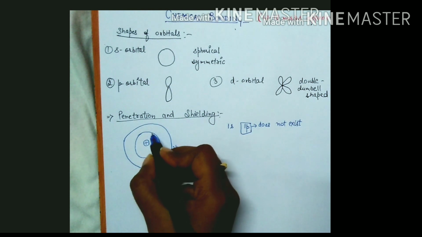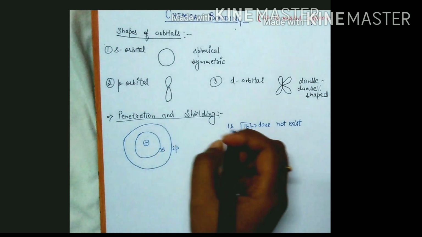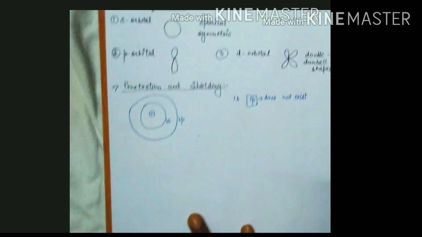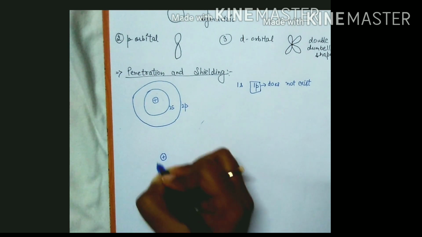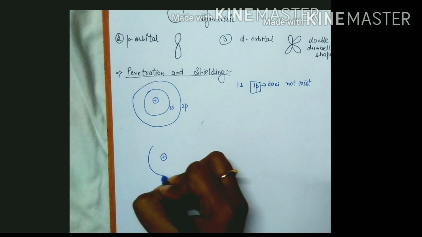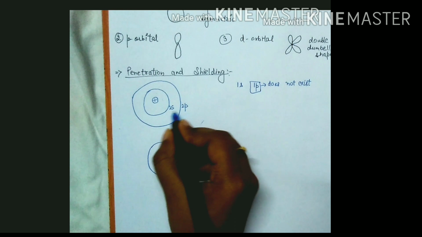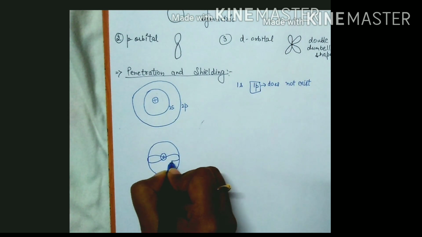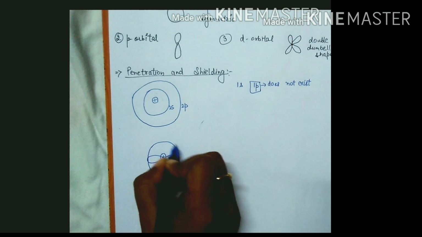Now, we know the shape of s orbital is spherical and that of p orbital is dumbbell in shape, right? Because s orbital is very symmetric, if I want to represent it, I can represent it like this. This is your nucleus. Initially, your s and p orbitals both have the same energy, so they will be present like this. P is dumbbell in shape and this is your s orbital, which is spherical in shape.